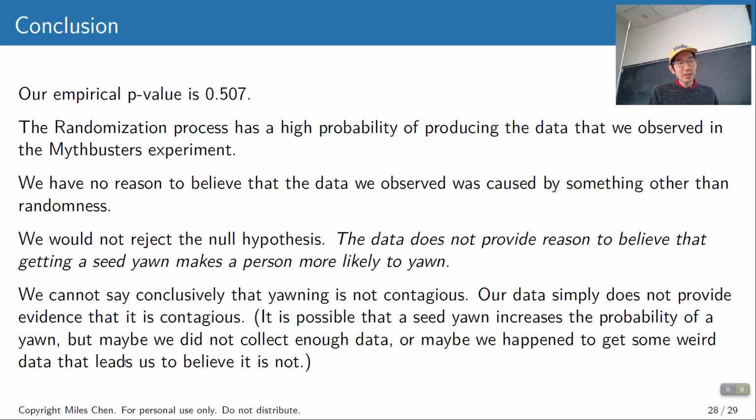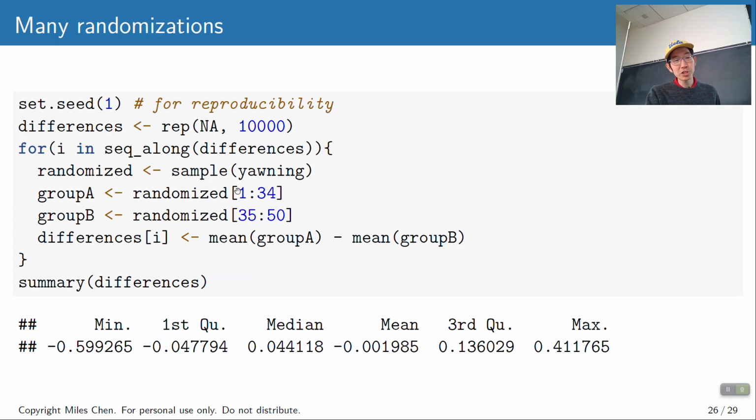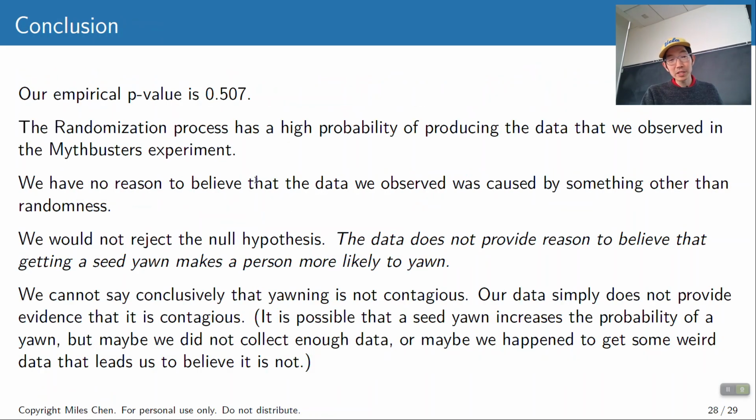So it says this randomization process, because all I did was shuffle yawning and put some into group A and some into group B, gives a difference of 0.044 or something bigger over 50% of the time. And so the fact that that's what Mythbusters got is not really convincing that yawning is contagious, because we could have gotten this difference just as easily with a coin flip, even if yawning is not contagious.